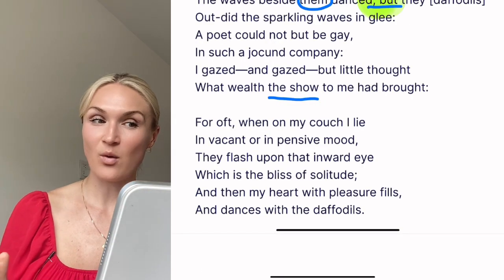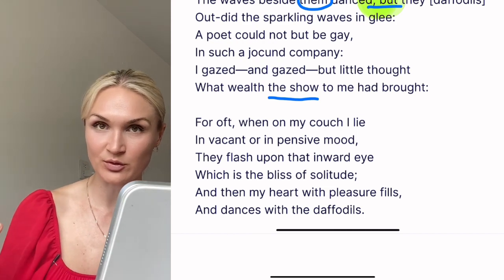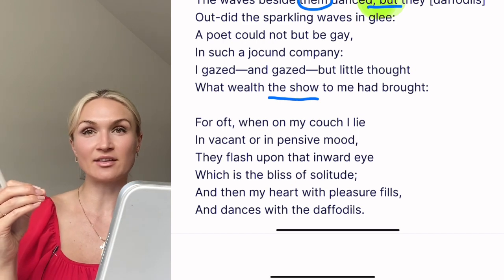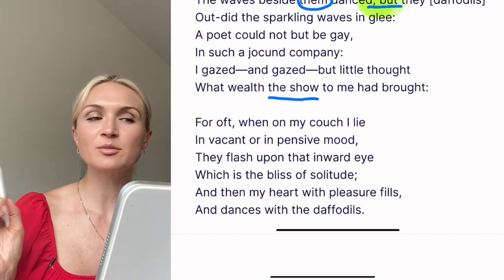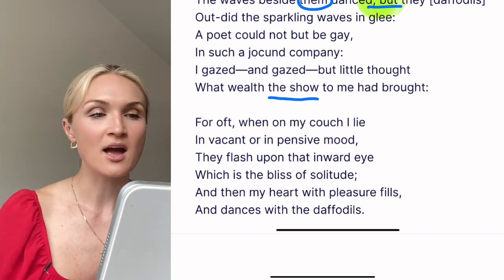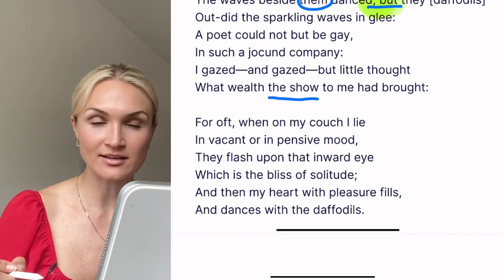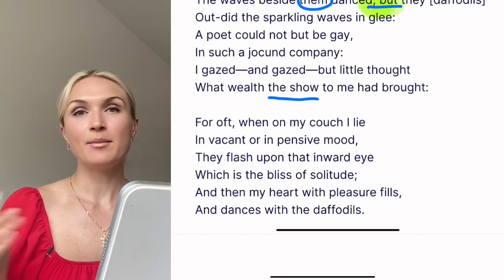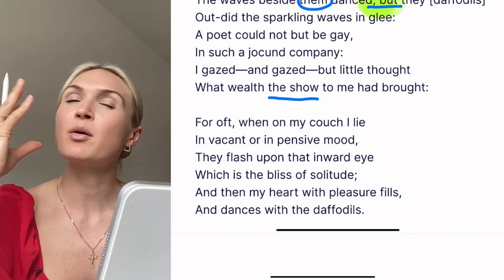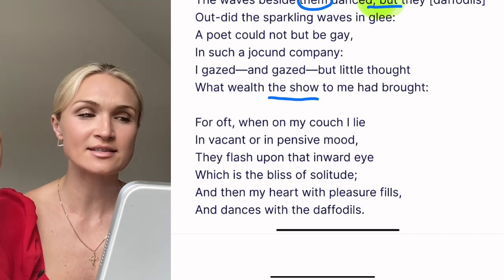For oft, when on my couch I lie, in vacant or in pensive mood. So again, let's switch up the order of the words and let's fill in some of the words that the narrator took out. It will probably go like this. When I often, oft means often, when I often lie on the couch in a vacant or in pensive mood. Pensar in Spanish means to think. Pensive mood means to be pondering about something, like he's reminiscing, he's reflecting, he's in a reflexive mood.